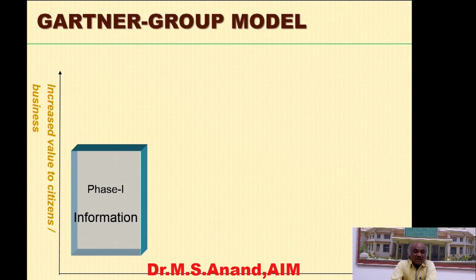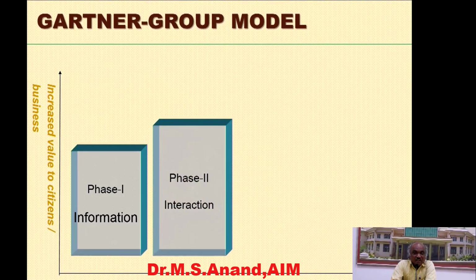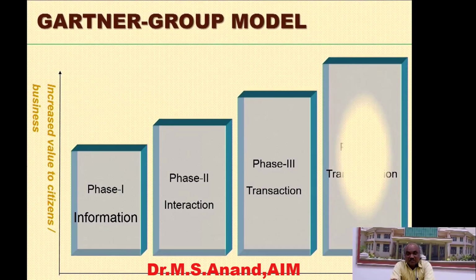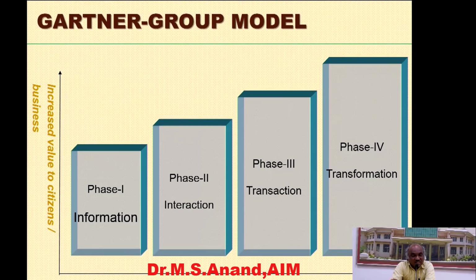Phase 1 is information to be uploaded, information to be provided to the citizens. In the second phase, the Gartner Group suggests interaction to be made. Third, transaction analysis to be done. Finally, they suggest the transformation process to be done. So these 4 phases help to fulfill the e-governance process, step by step.